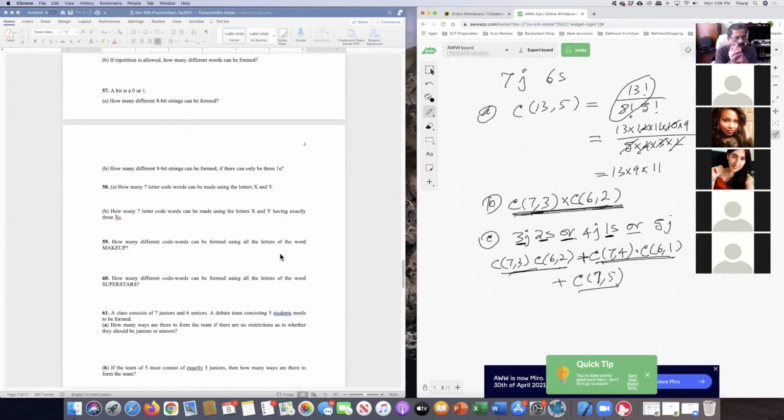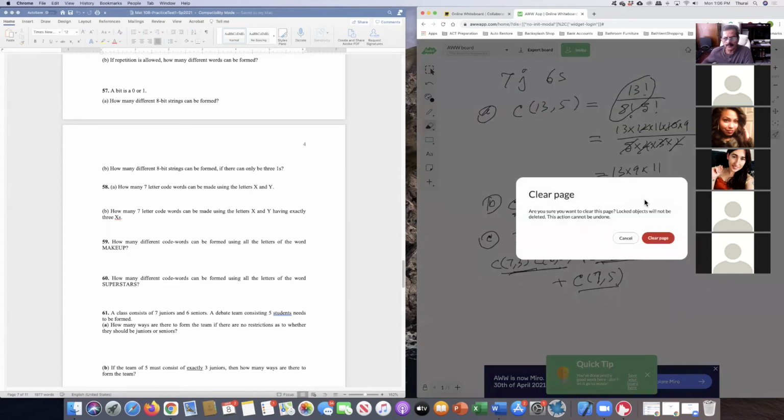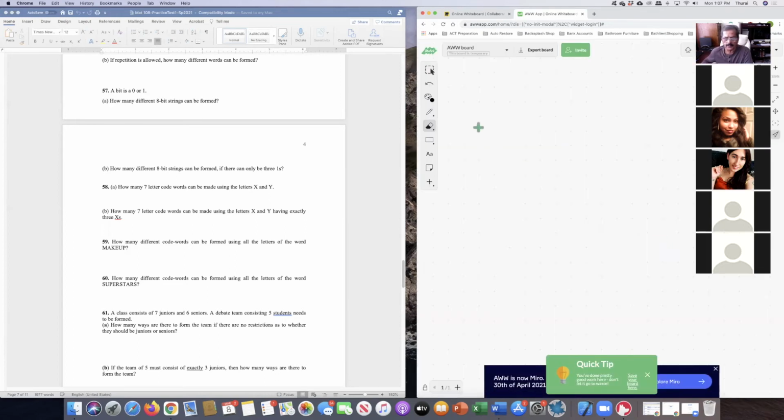How many 7-letter code words can be made using the letters X and Y? Okay, so you're allowed to use only the 2 letters X and Y, and you're going to make a 7-letter code word. So that clearly means you have to repeat X and Y. So repetition has to be allowed.